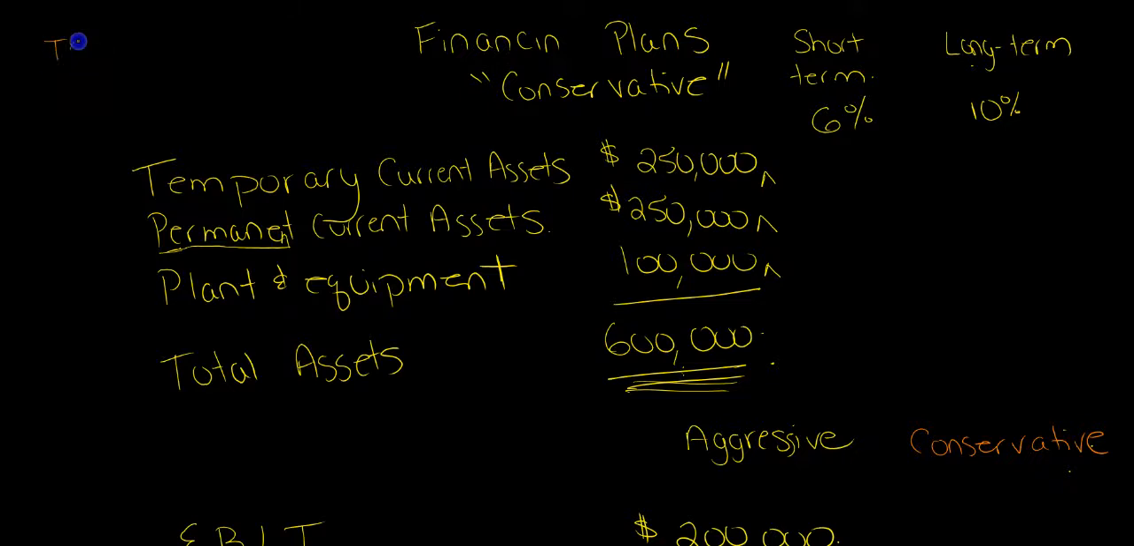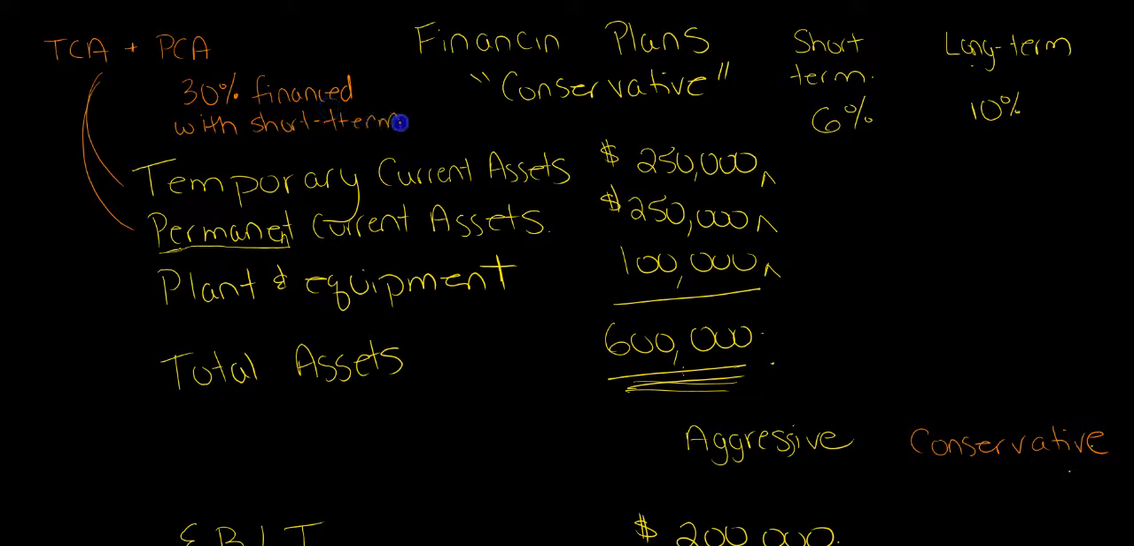So my temporary current assets and my permanent current assets, these two, let's just pretend 30% of that is financed with short-term debt. And then we'll leave this one the same, where all of the plant and equipment is financed with long-term debt.